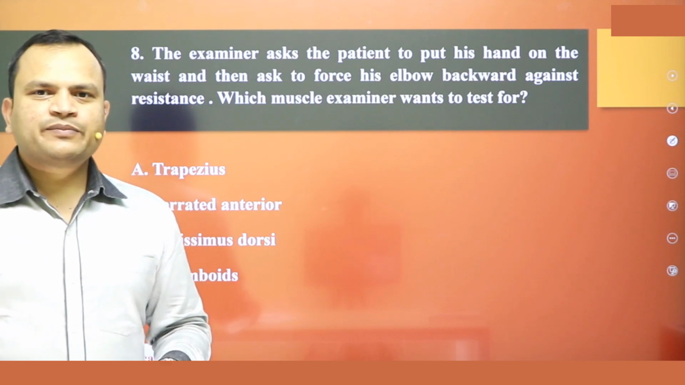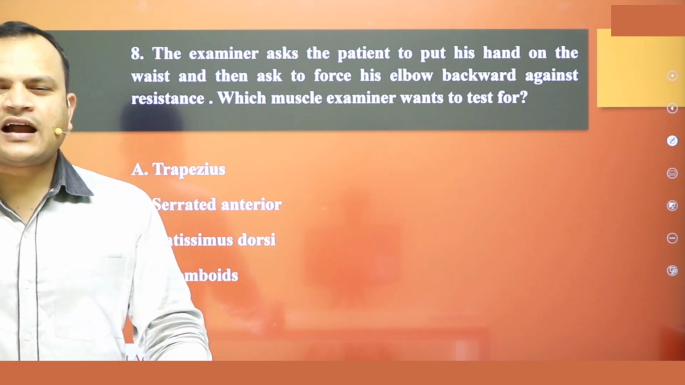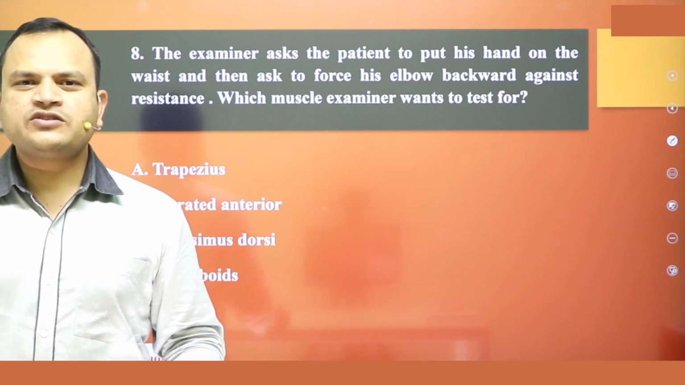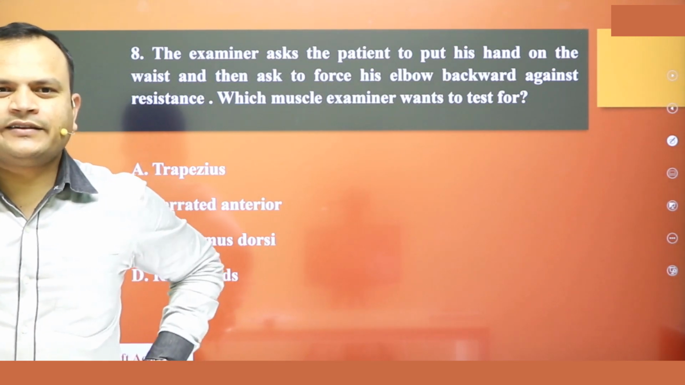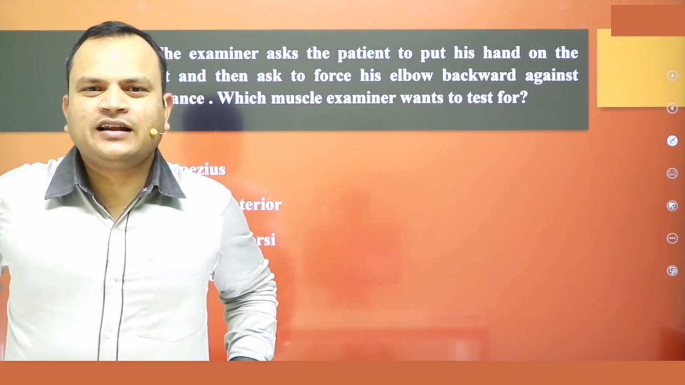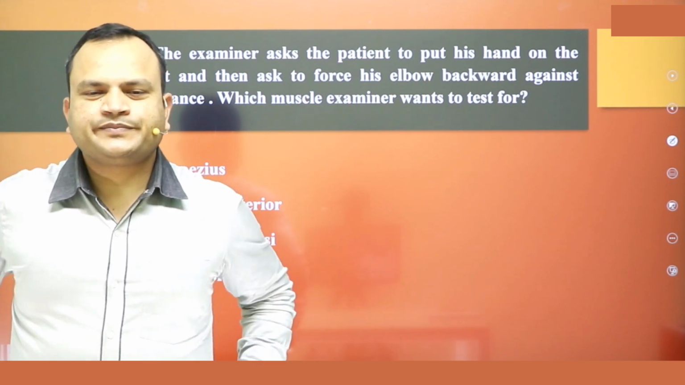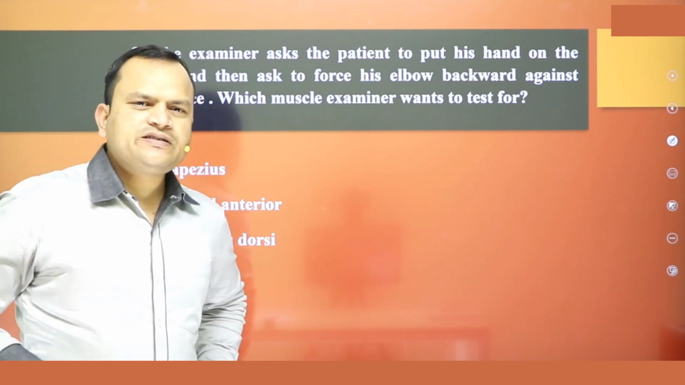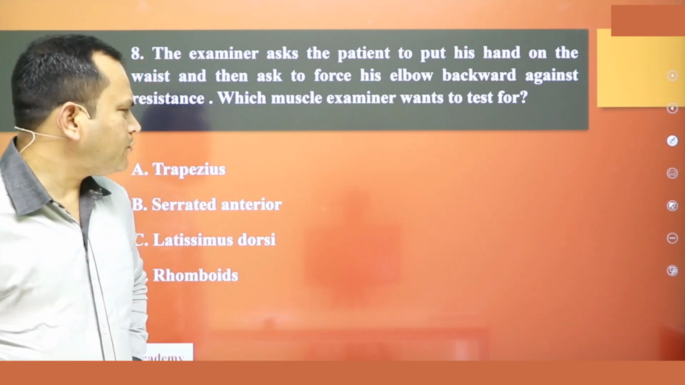The examiner asks the patient to put his hand on the waist and then asks to force his elbow backward against resistance. So the position is like this. Put your hand on the waist and the elbow is forced backward against resistance. Let's see the options.